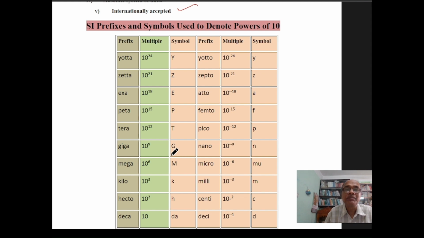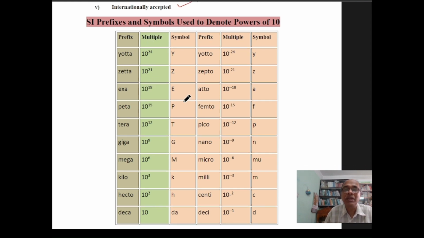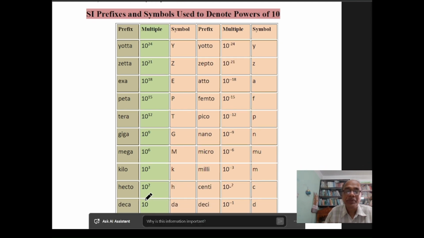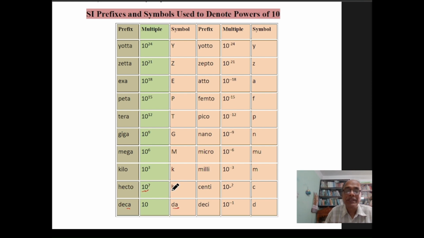Now we move to some SI prefixes, which are very much required for numericals. When you do numericals, then it is very much required. Here first we start with 10, deca, represented by da; 10 to the power 2, hecto, h; 10 to the 3, kilo, k; 10 to the 6, mega, M; 10 to the 9, giga, G; 10 to the power 12, tera, T; 10 to the 15, peta, P; 10 to the 18, exa, E; 10 to the 21, zetta, Z; 10 to the 24, yotta, Y.